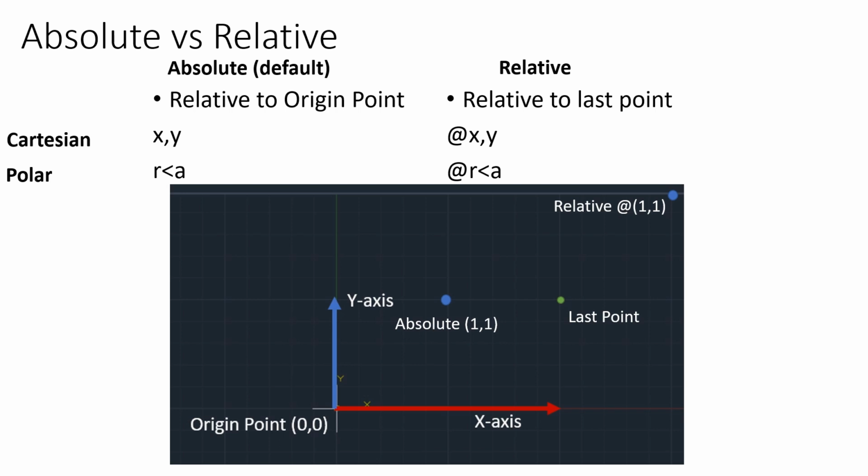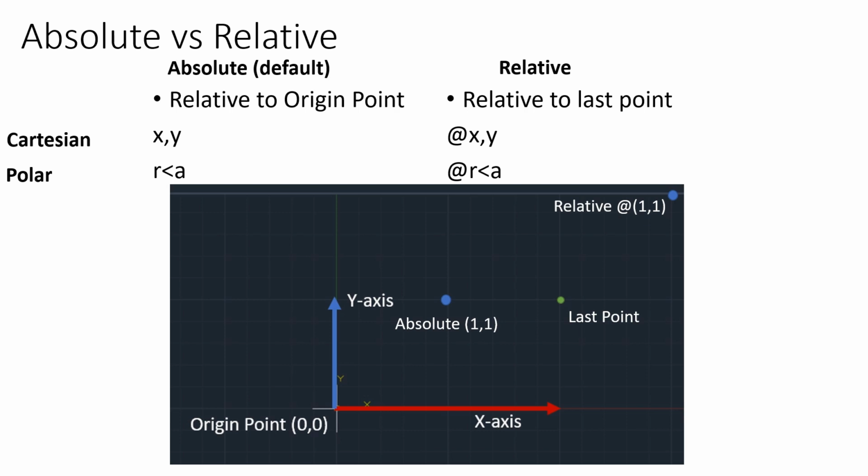Regardless of whether you're using Cartesian or polar coordinates, you have to use absolute or relative values. Absolute coordinates are measured from the origin of the coordinate system. For example, if you specify a point as 1, 1, the point will be located 1x and 1y away from the origin of the coordinate system, regardless of where the last point was located.